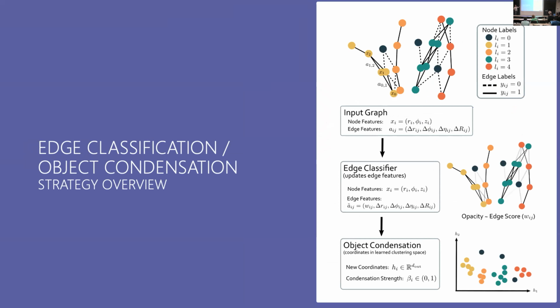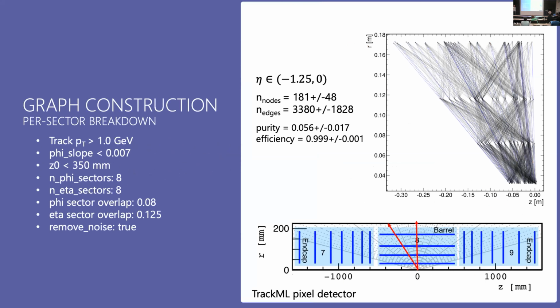So I wanted to talk about a bit of an extension to this framework where, in a later stage, after you do edge classification, you preserve the edge weights. You don't get rid of edges, and instead you leverage them to do object condensation, which in brief is where you ask hits belonging to the same particle to condense in some learned clustering space. This is the infographic we'll follow for the talk.